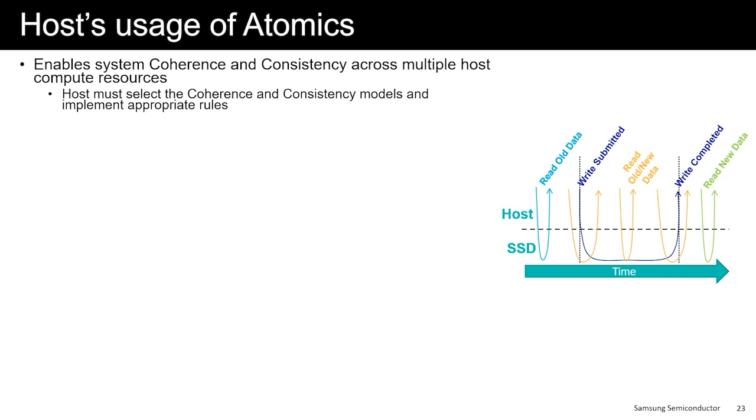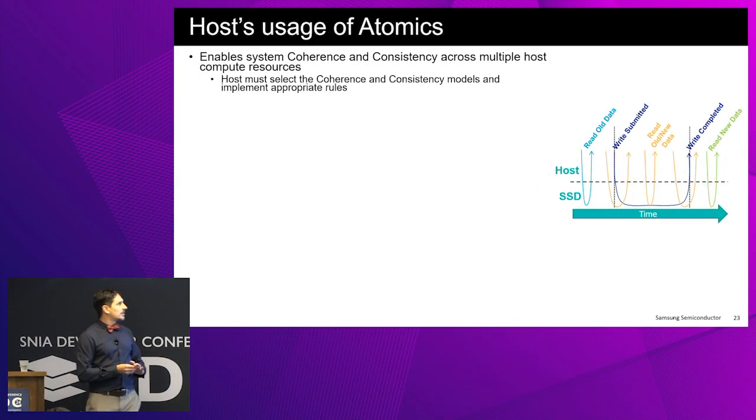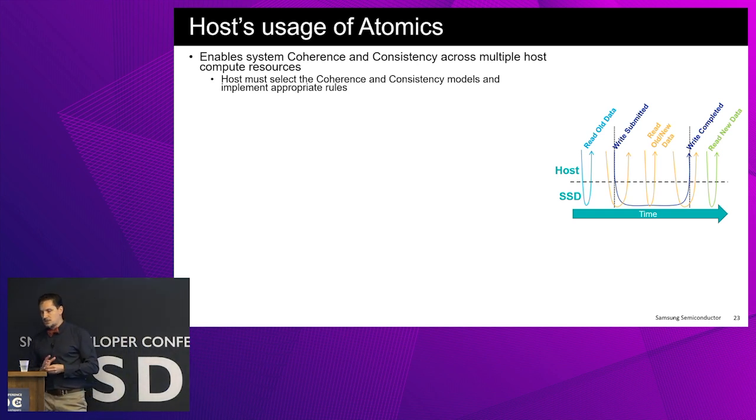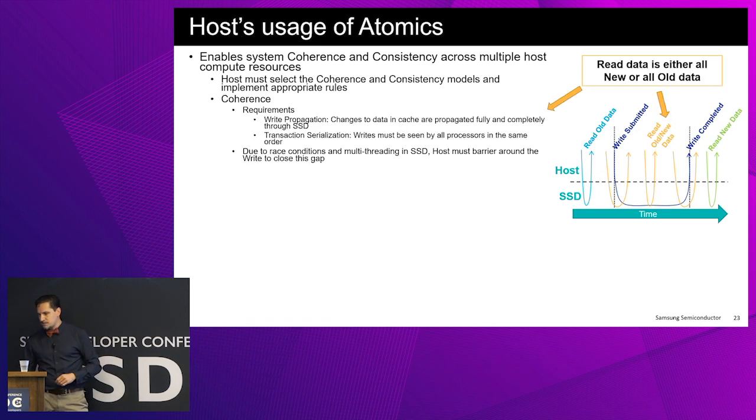Within the host, you can look at these atomics, and while they're well defined as to how they'll behave, the host has the ability to build those up into a coherence and consistency model across the multiple host compute resources. From a coherence perspective, the requirements are that the writes propagate to each of the processors at a similar time, and there's a transaction serialization, right?